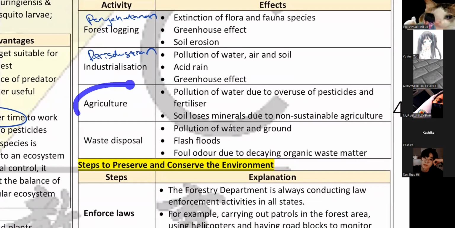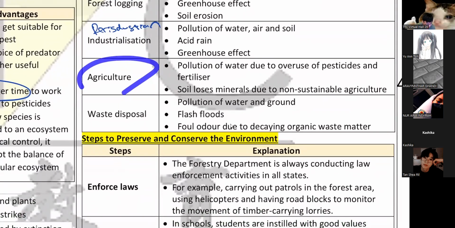All right, next, agriculture, pertanian. Because we use pesticide and fertilizer, you will pollute the environment. Waste disposal, pembuangan sampah. So when you throw sampah out, you're going to pollute water and ground. You create flood, banjir. The more rubbish you throw, the more banjir you create.